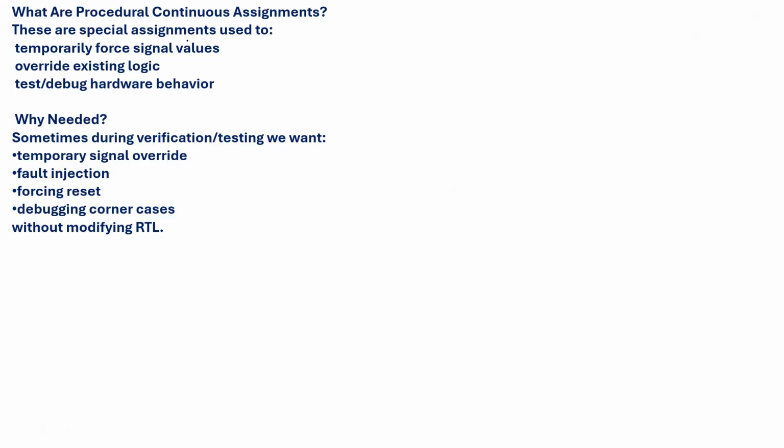See, what is procedural continuous assignment? That is temporarily forced signal values. Okay, we can override existing logic and then test and debug the hardware behavior. But we can use it temporarily, right? I can't hold the entire module, so I am not capable of holding that value throughout. So just for a simple purpose, I want to hold the value.